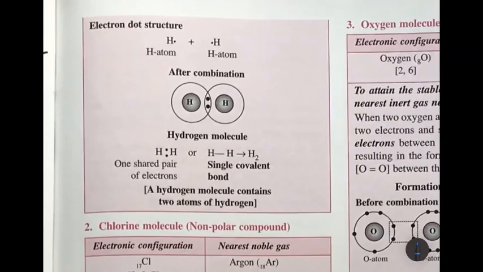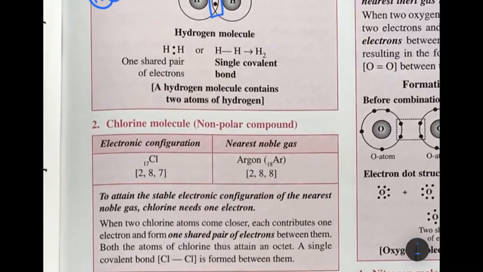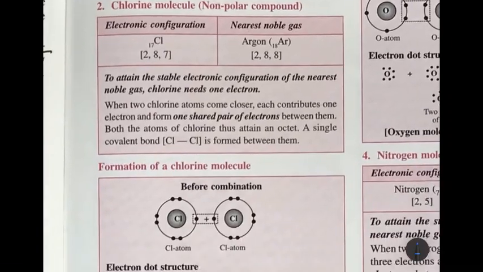Now to draw the electron dot structure, you'll write down hydrogen and write down 1 electron, and after combination you can draw with the help of overlapping circles. Here you can see this is the overlapped portion: hydrogen, 1, 2 in the middle, hydrogen, and you draw a circle to show that this hydrogen has 2 electrons and this hydrogen also has 2 electrons. So it has duplet configuration. Here you'll see one shared pair of electrons, a single covalent bond, leading to the formation of hydrogen gas.